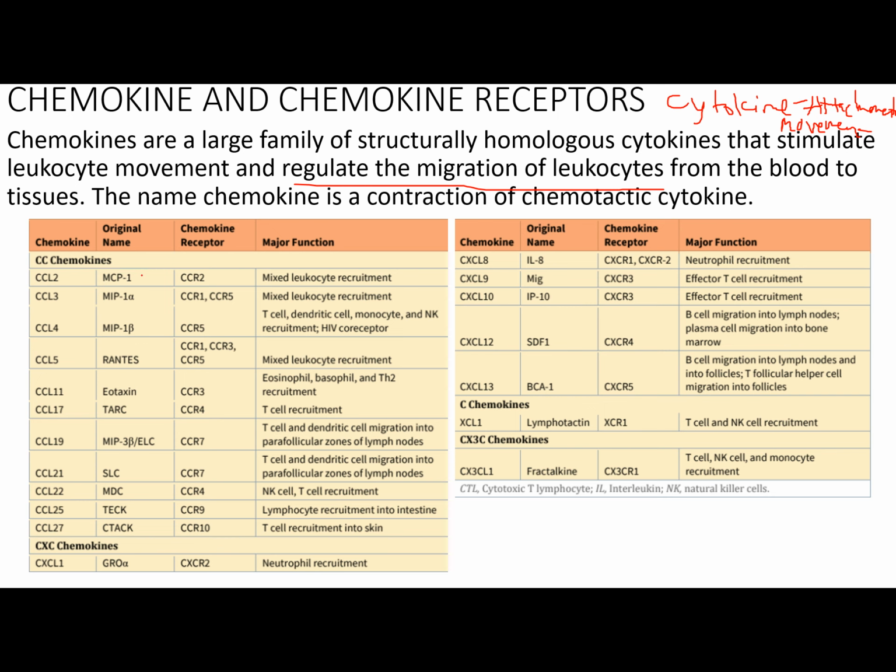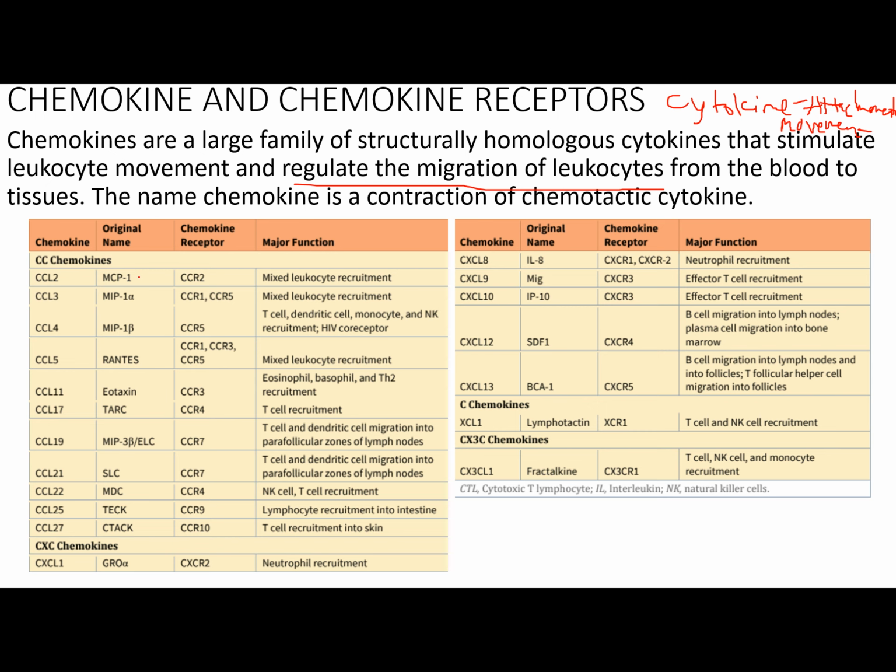Ang original name niya is MIP-1 alpha. Receptor niya is CCR1, CCR5. Function niya is for mixed leukocyte recruitment. Then we have your CCL4, MIP-1 beta. Ang chemokine receptor niya is CCR5. Function niya is for T cell, dendritic cell, monocyte, and NK recruitment. It is also class an HIV co-receptor.